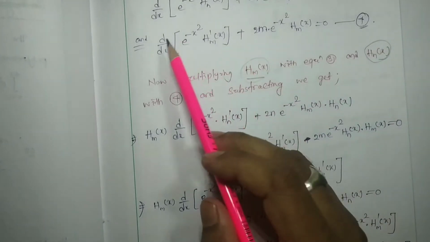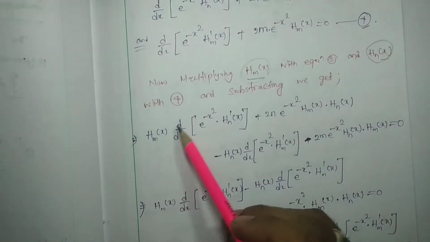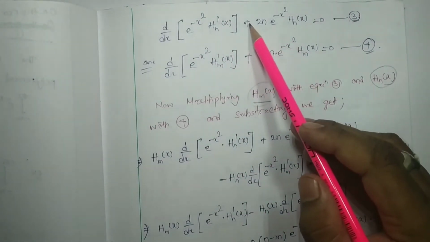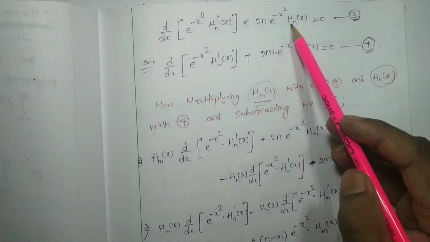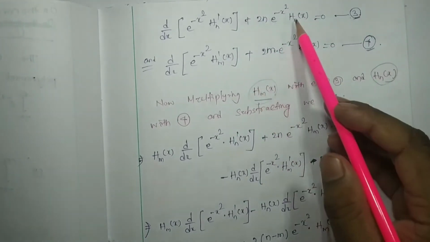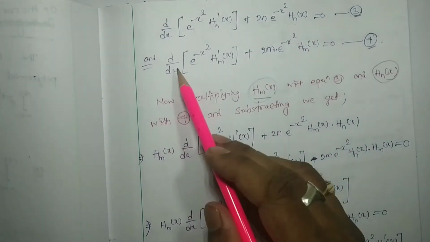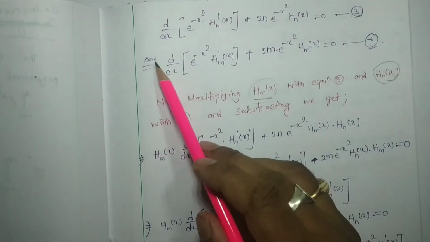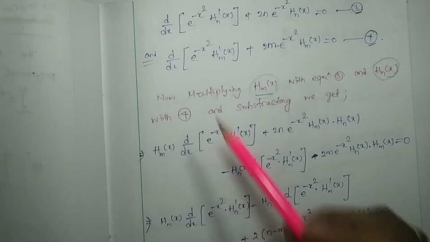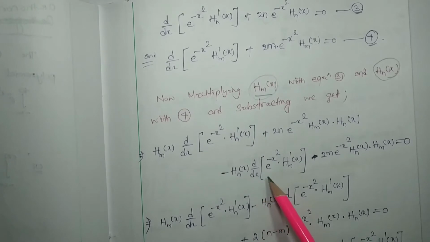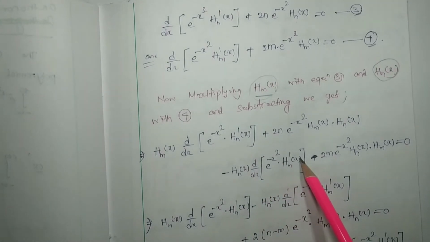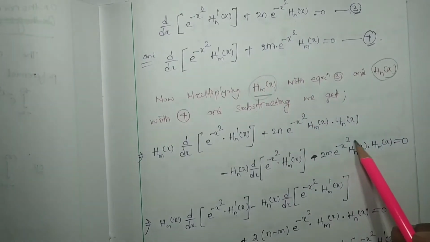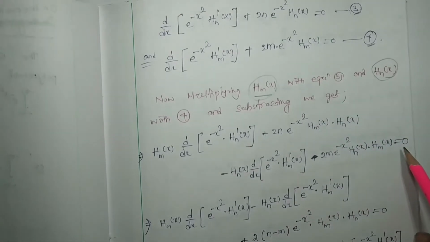See, here we have to multiply Hm. So Hm(x) into d/dx of e^(−x²) Hn'(x), plus 2n e^(−x²) Hn(x), and Hm(x) is multiplied over here, so Hm(x) Hn(x), minus this whole thing multiplied with Hn: Hn(x) d/dx of e^(−x²) Hm'(x), then minus 2m e^(−x²) Hn(x) Hm(x) = 0.